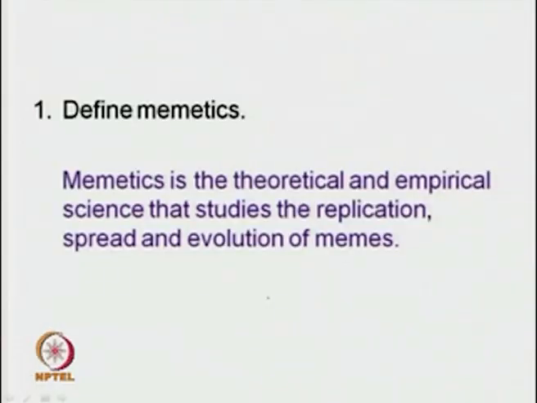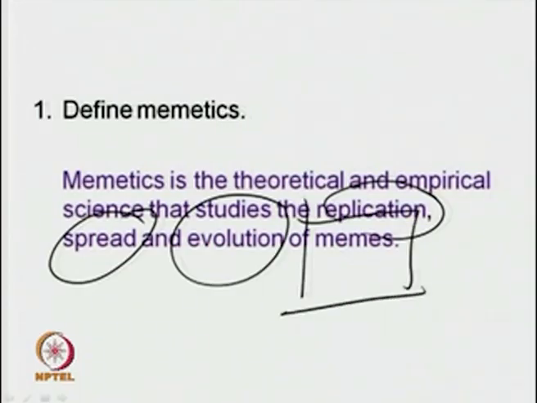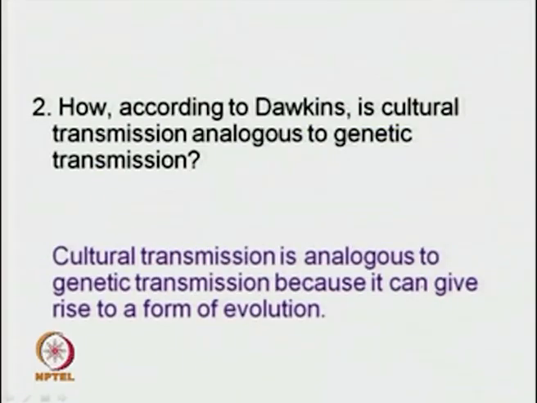And if you get a question like define memetics, we then say after Richard Dawkins that memetics is a theoretical and empirical science that studies what? The replication, spread and evolution of something known as memes. And then we go on to explain that memes may be defined as units of cultural transmission. Then second question, how according to Dawkins is cultural transmission analogous to genetic transmission? Now, we will refer to this portion of his essay where he says that cultural transmission is analogous to genetic transmission because it can give rise to a form of evolution, and evolution really is the connecting term here. Why? Because we are understanding both genetic reproduction and memetic reproduction or imitation as an evolutionary process. Okay.